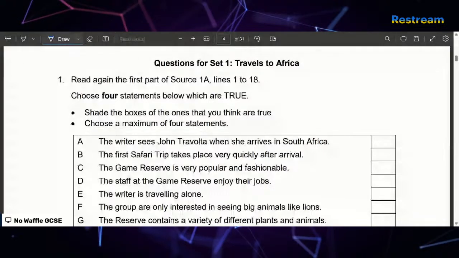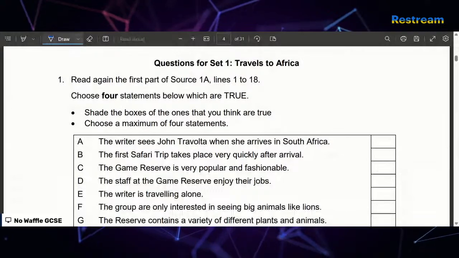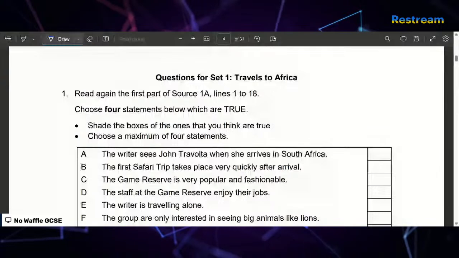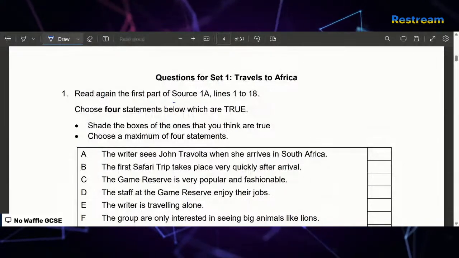So I don't want to spend too much time on the 4 marker here. However, it is 4 marks, which can be the difference between a grade 9 and a grade 8 and a grade 7. So you need to make sure you're doing this right. So read again the first part of the source. So you're given a line reference here.